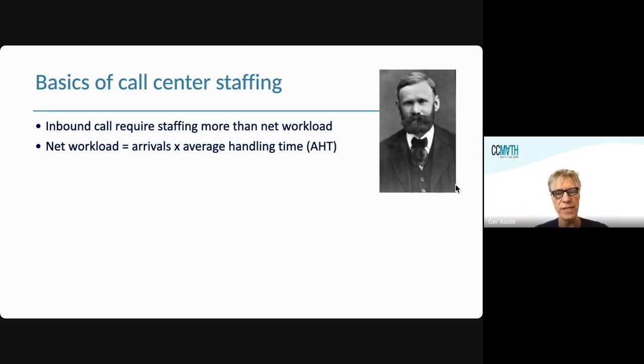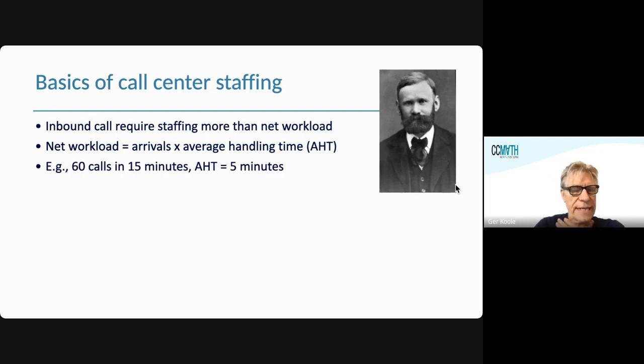Now you want to handle this work in a typical call center with a number of agents. So how many agents to schedule? So let's take an example. You receive 60 calls in 15 minutes, an average handling time of 5 minutes. Then the amount of work that arrives in 1 minute, 60 calls in 15 minutes, so that's on average 4 calls per minute. So 4 times 5, you say, hey, the net workload is 20 agents. Yes? But should you indeed schedule 20 agents?